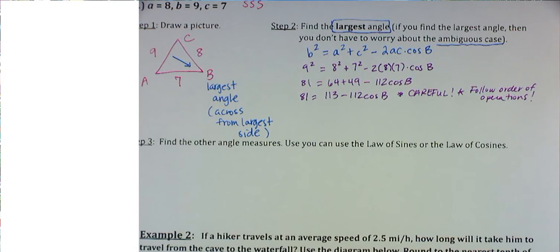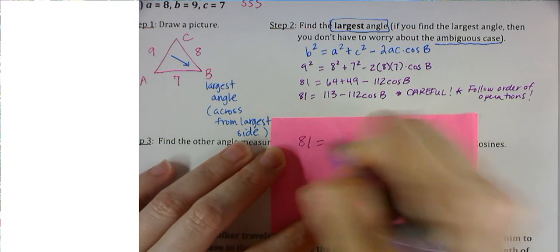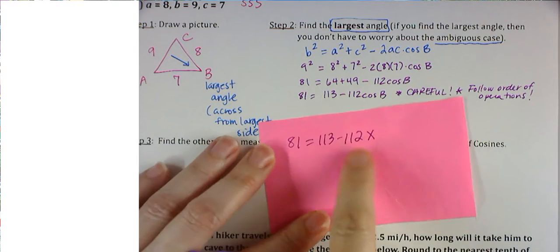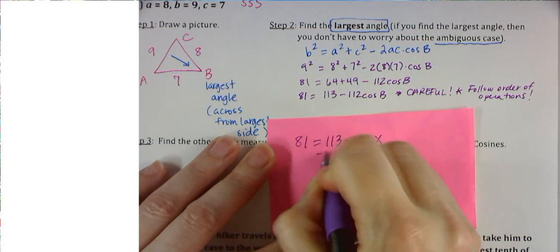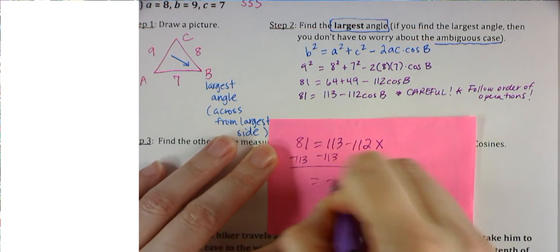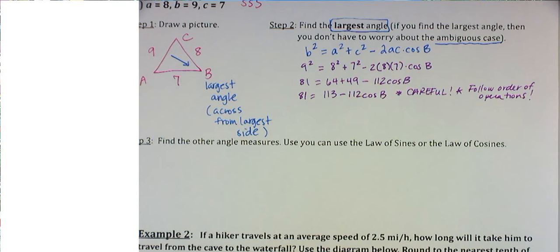If you had, let's say, 81 equals 113 minus 112x. If you wanted to solve for x, first you'd have to subtract 113 from both sides, right? Then you could divide by negative 112. That's exactly what we're going to have to do here. We're going to have to subtract 113 from both sides.